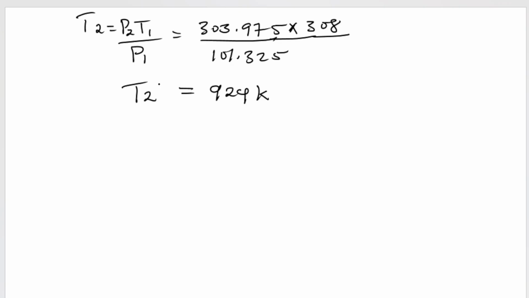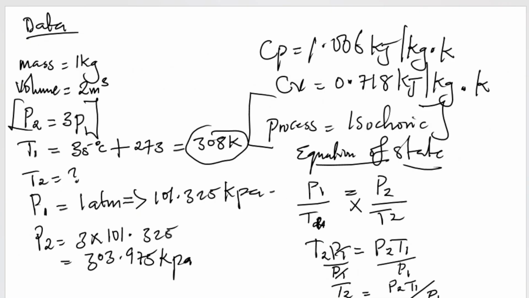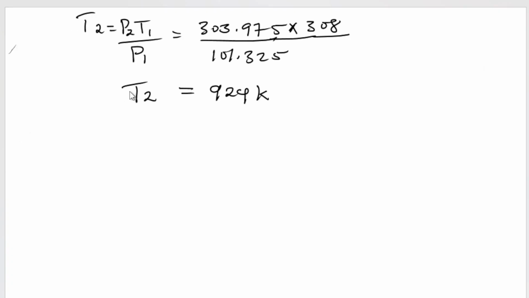So this is the new temperature that we have for T2. Are we together? Now go back to your question. What were you asked to find? We were asked to find our final pressure and temperature. Final pressure, which is P2, and final temperature, which is T2. So we've actually gotten these two values. Our P2 was 303.975, while our T2 was 924 Kelvin.